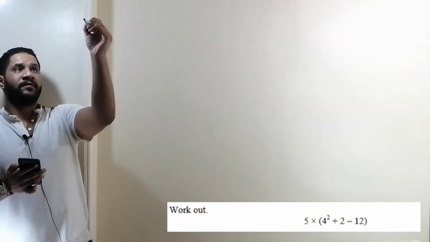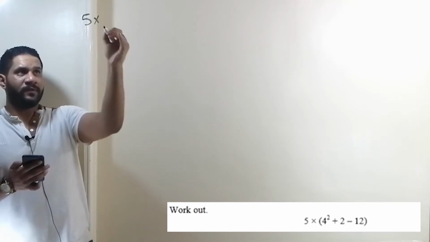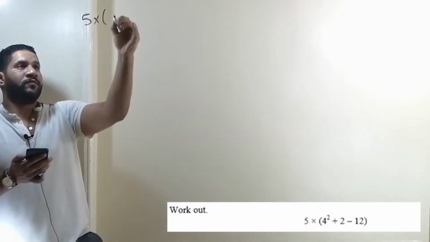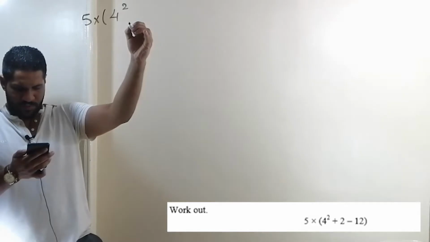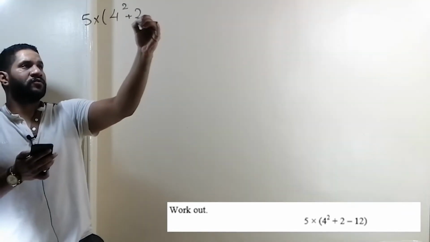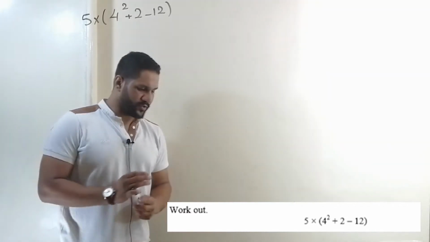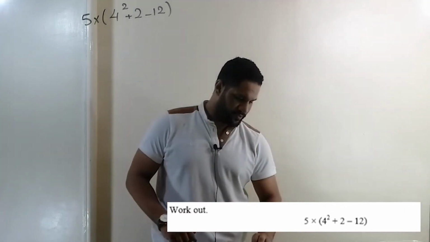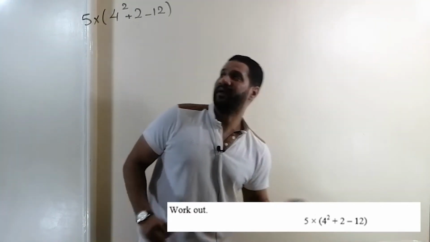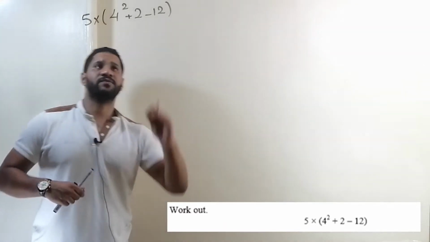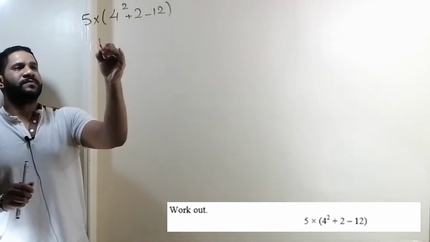Okay, let's look at number 16. He gives me 5 multiplied by (4 power 2 plus 2 minus 12). Of course, we know that the order of operations is stuck to the rule which is called BODMAS. BODMAS deals with, which is B.